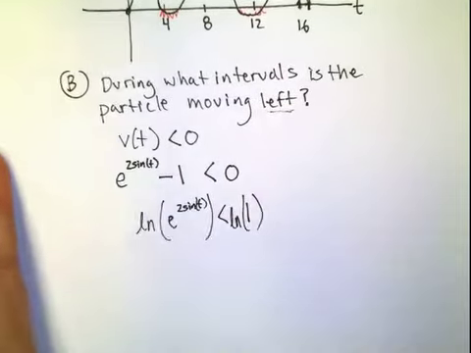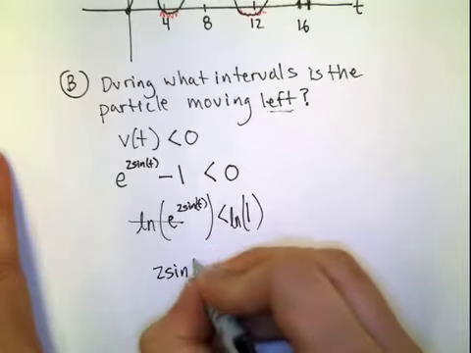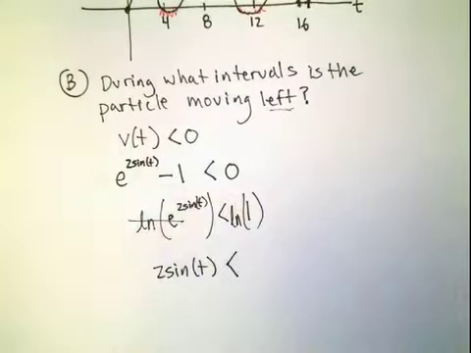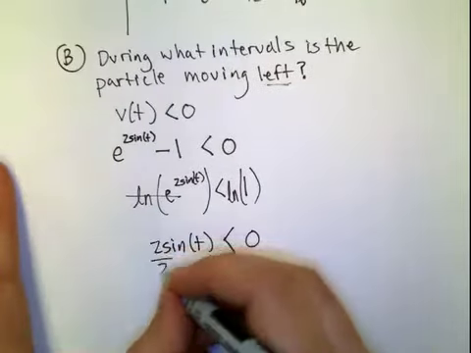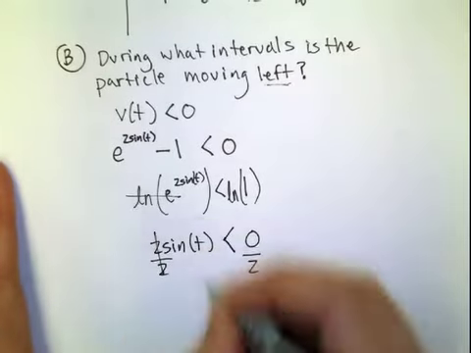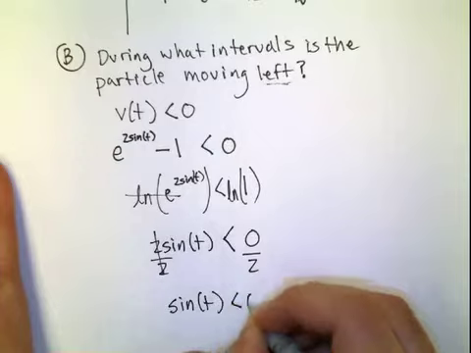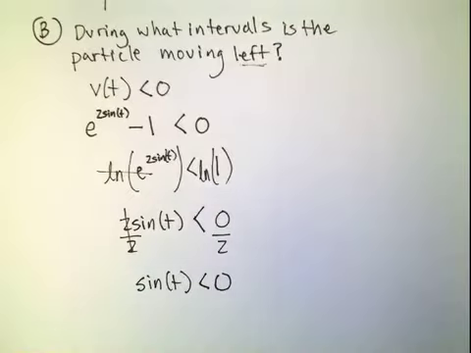So I'm going to use natural log here. And e and natural log cancel. So I have 2 sine of t is less than the natural log of 1, but the natural log of 1 is 0. Divide the 2 away, and now I'm just asking myself, when is sine less than 0? And so I can actually figure this out.